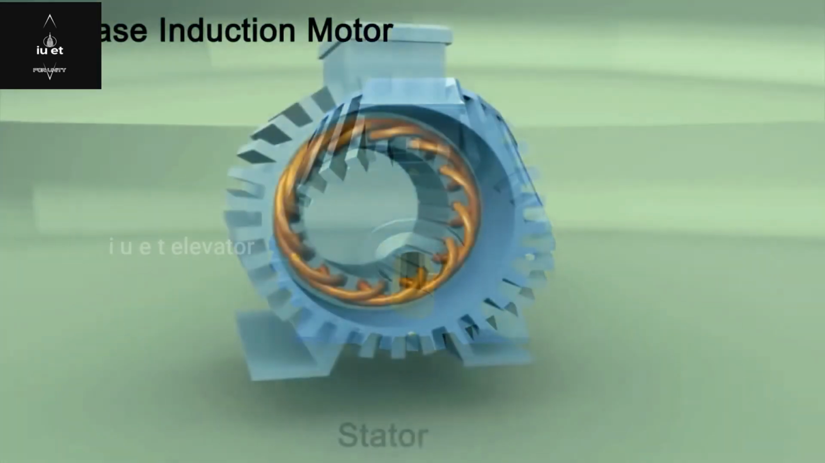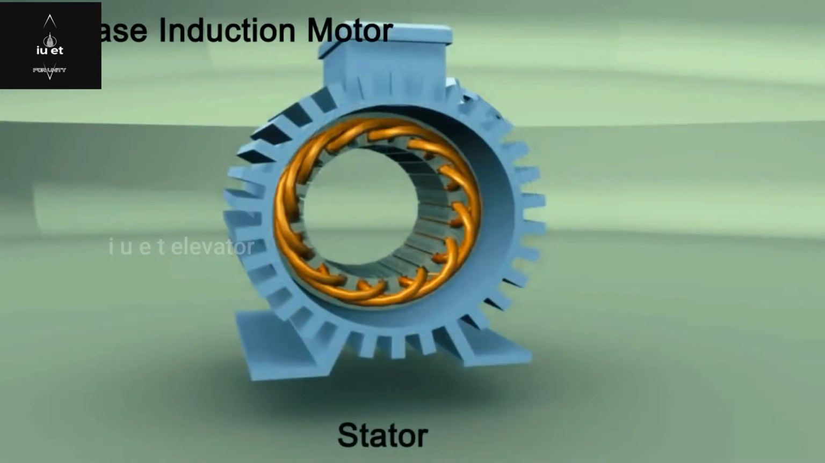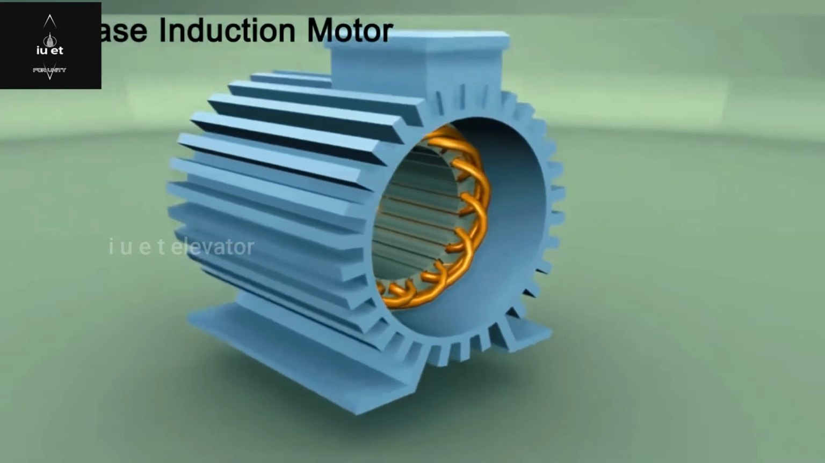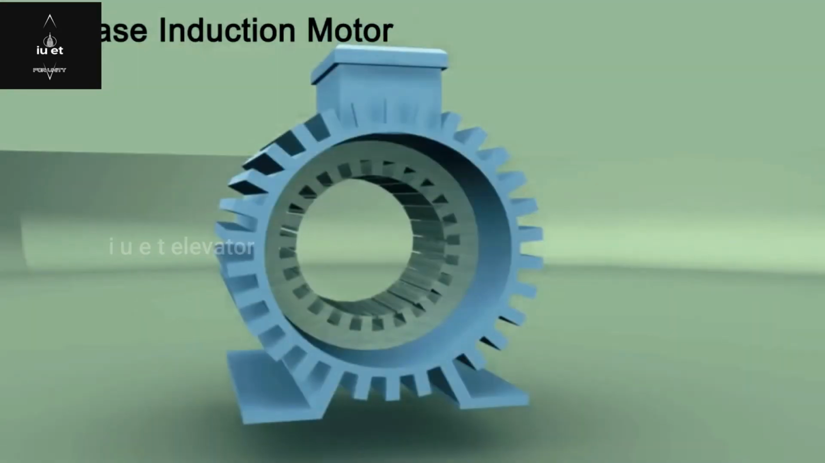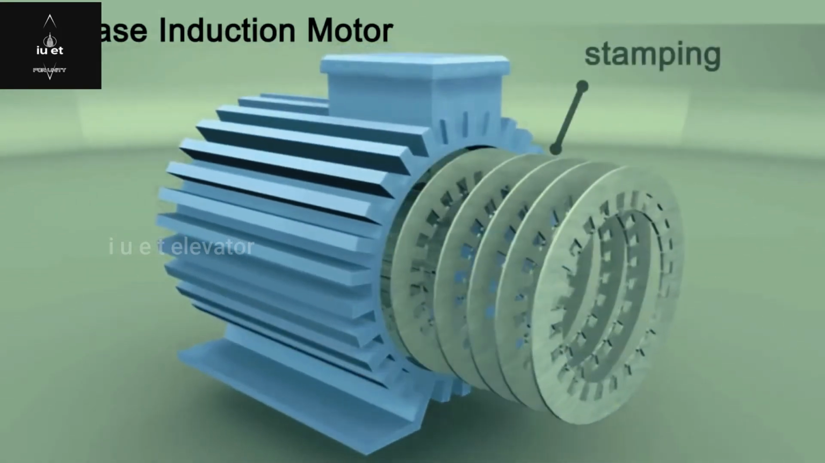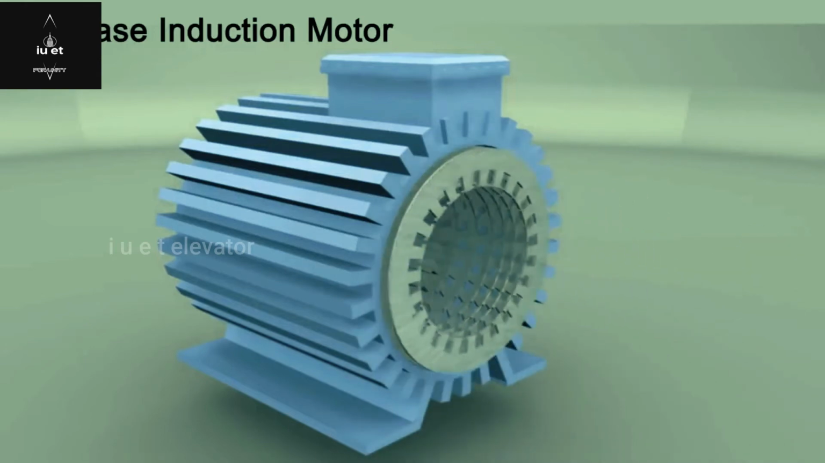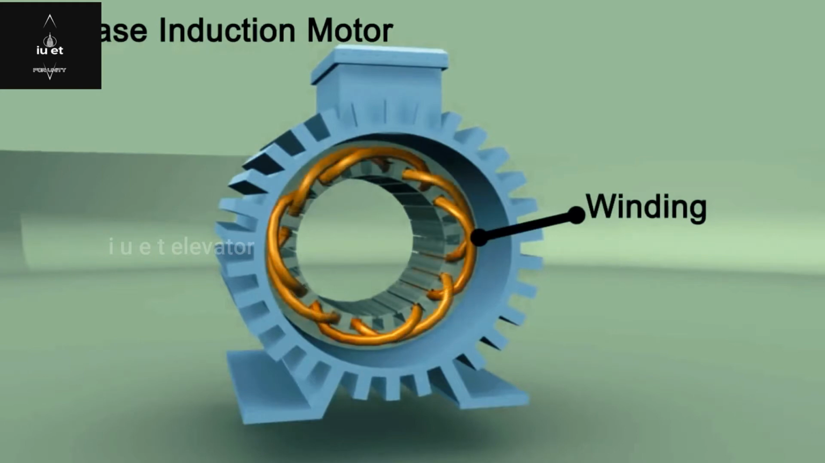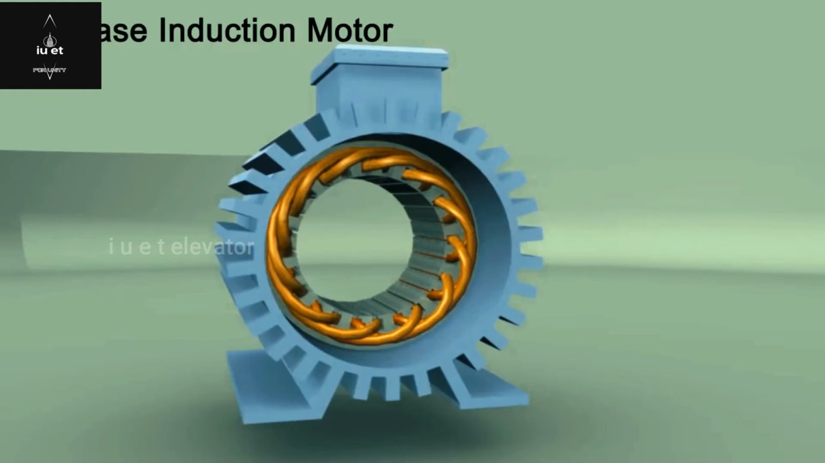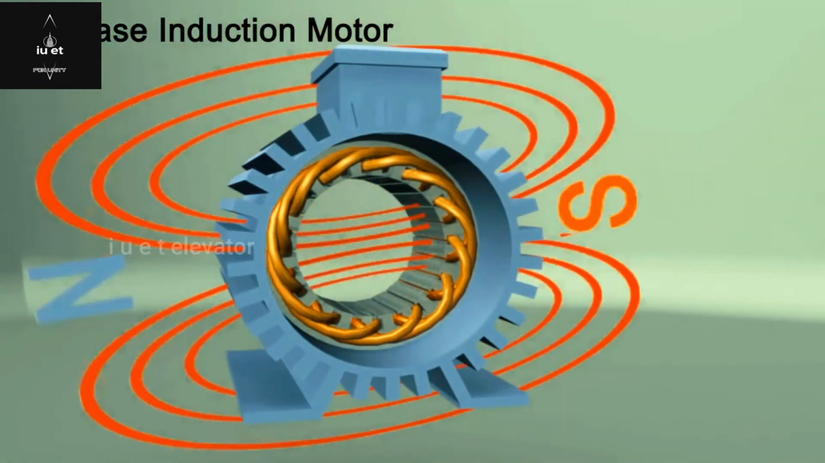There are mainly two parts in an induction motor: stator and rotor. Stator: it is made up of a number of stampings in which different slots are cut to fix three-phase windings, which are connected to a three-phase AC supply. The three-phase windings are arranged in such a manner in the slots that they produce a rotating magnetic field after three-phase AC supply is given to them.